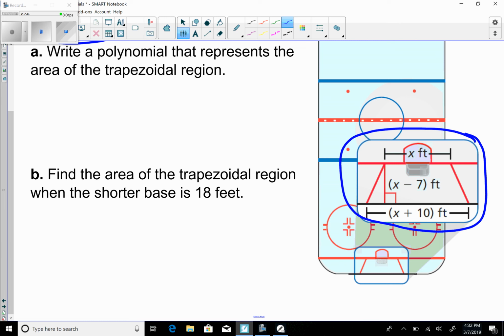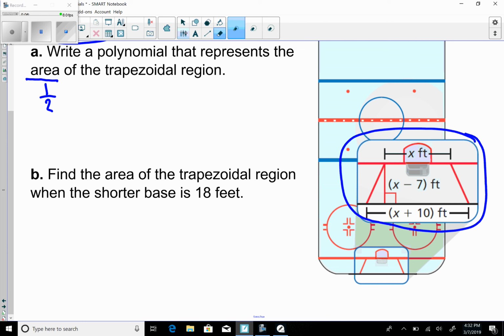Okay, so first thing, write a polynomial that represents the area of the trapezoid region. So that's going to require us to tap into finding area of different shapes. So the area of a trapezoid, and maybe you know this formula, maybe you don't, but if you don't, get this written down. Because the formula for area of a trapezoid is 1/2.